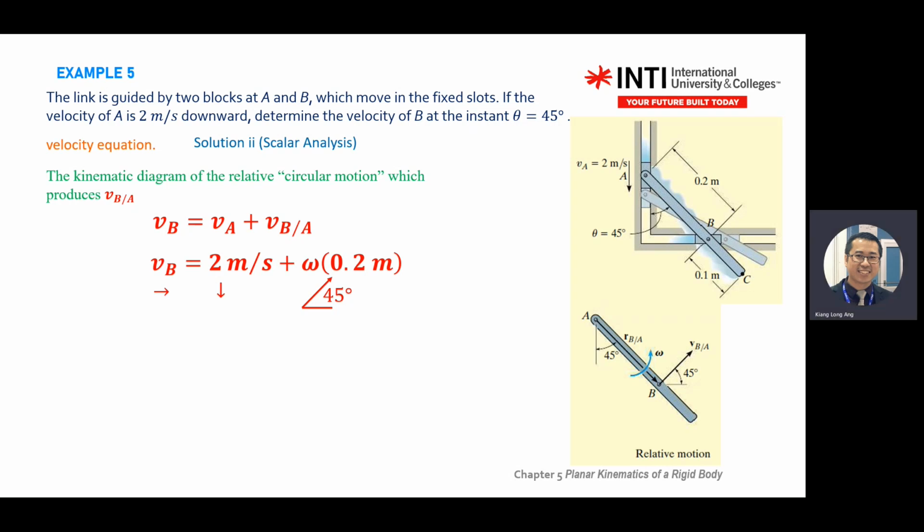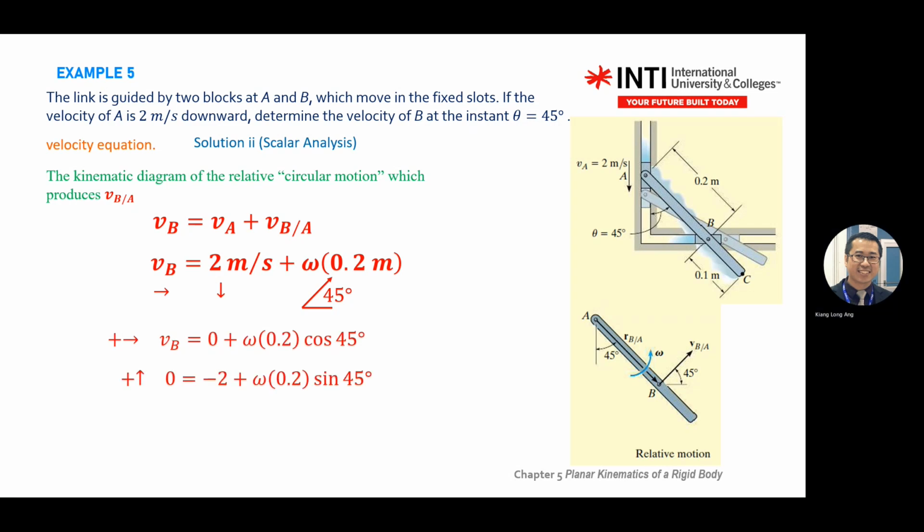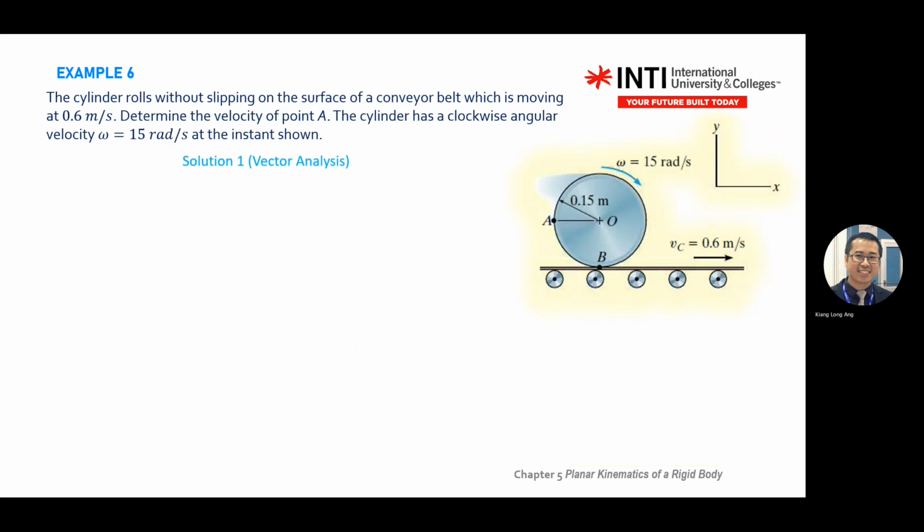Then this one becomes -2, then this one becomes positive omega 0.2 sine 45. So you have this one. Same. This second equation helps you to solve omega. Substitute back here, you get VB. So there are two methods to solve. So example 6, same.